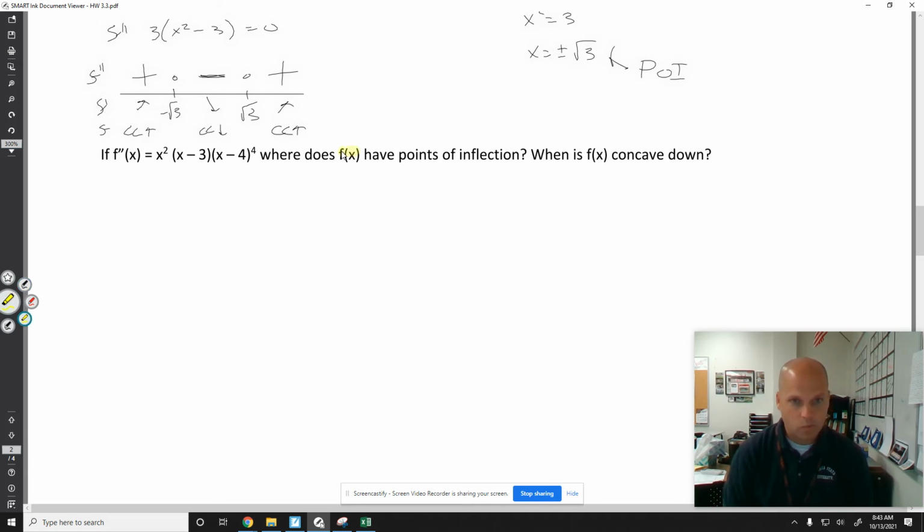When does f have points of inflection? Well, look at that. I'm given f double prime already. I've given you everything you need. F double prime already factored. All you need to do is look at the zeros, which are 0, 3, and 4. Do a sign analysis. Great to use multiplicities here.